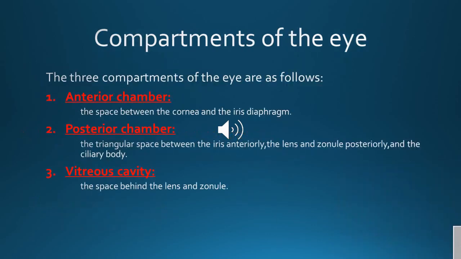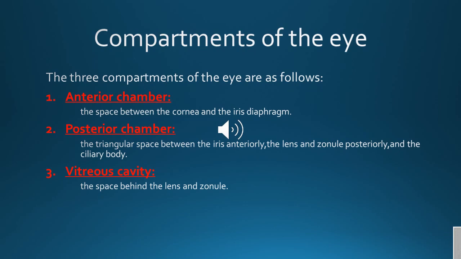The eye is divided into an anterior segment and posterior segment. The anterior segment has two chambers, the anterior chamber and the posterior chamber, while the posterior segment is filled with the vitreous humor, which is filling the vitreous cavity.